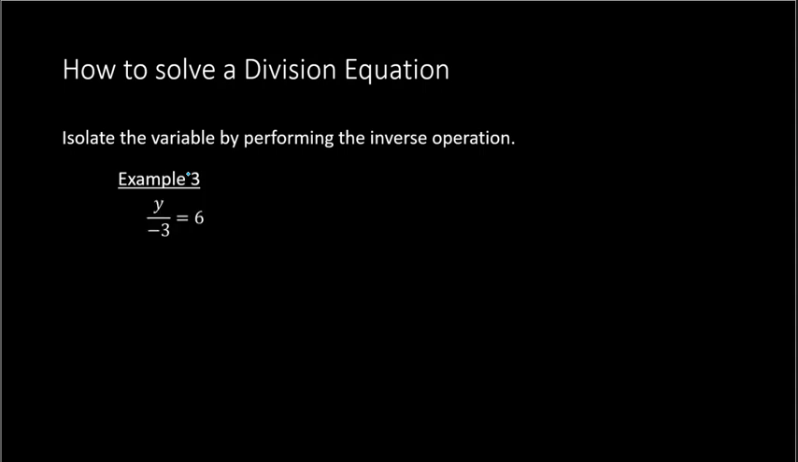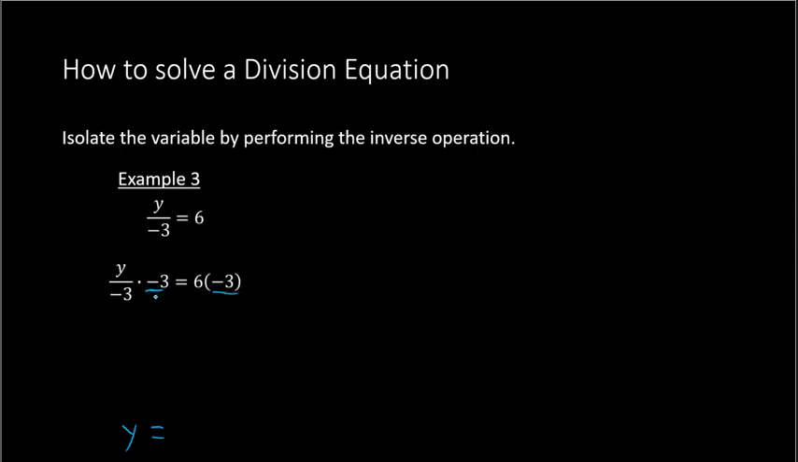Example 3, we have y divided by a negative number. We have it divided by negative 3, and that's equal to 6. The steps are still the same, where we want to get y by itself. To do that, we get rid of this negative 3 being divided, and we do that by doing the inverse of dividing, which is multiply. So we multiply both sides by negative 3, as you see here and here.